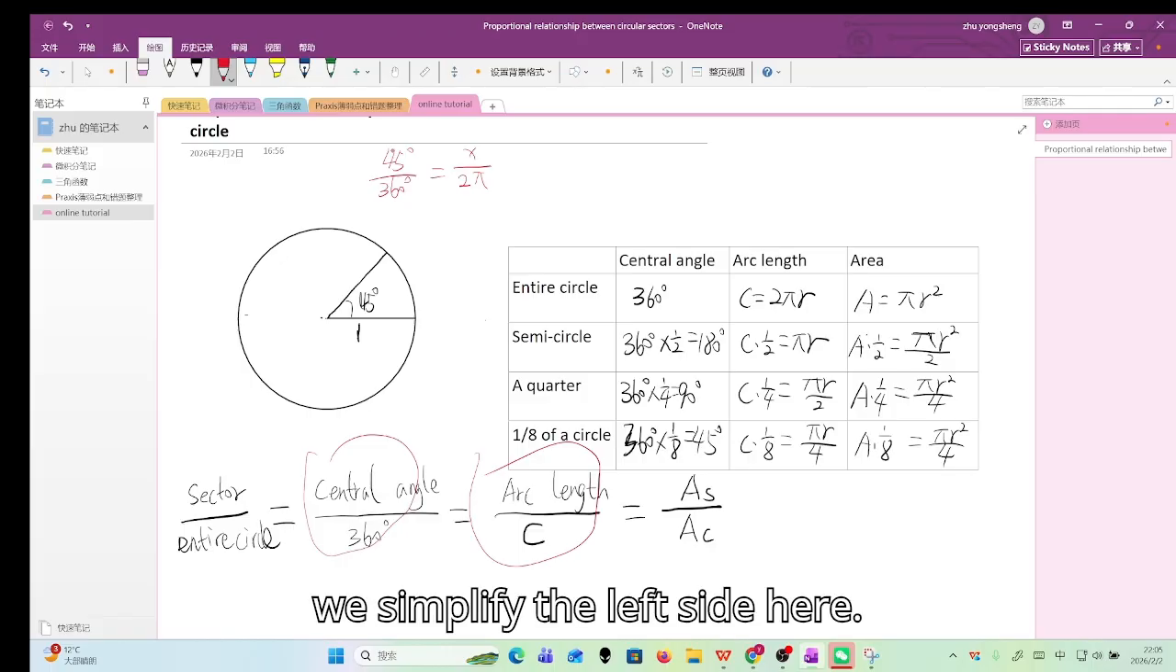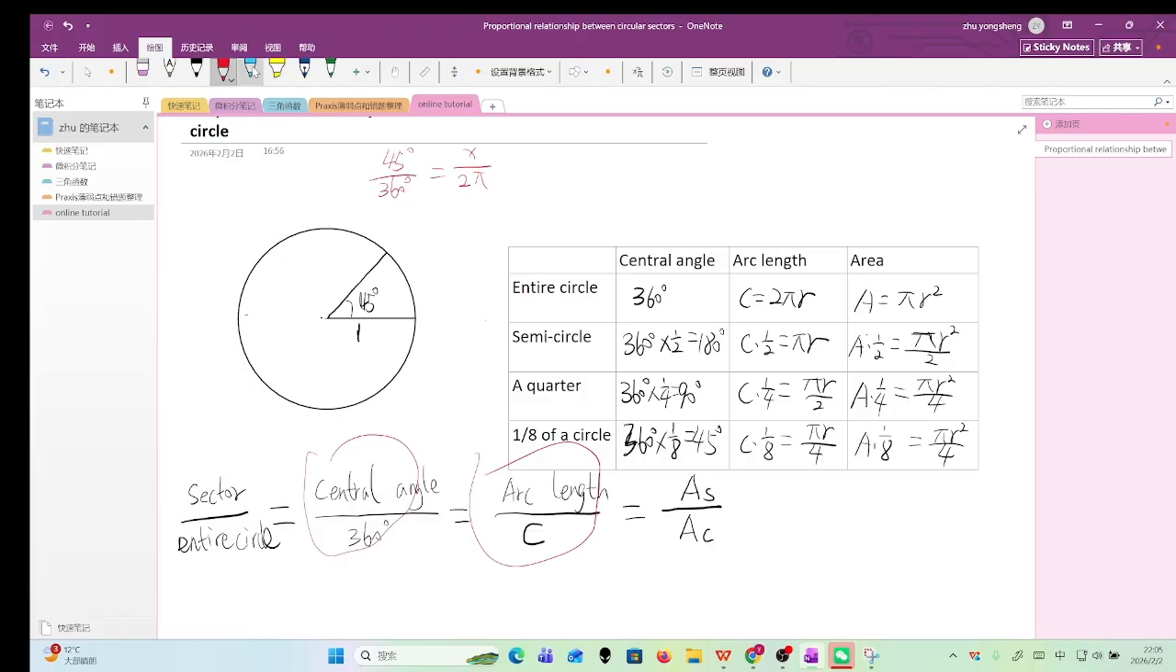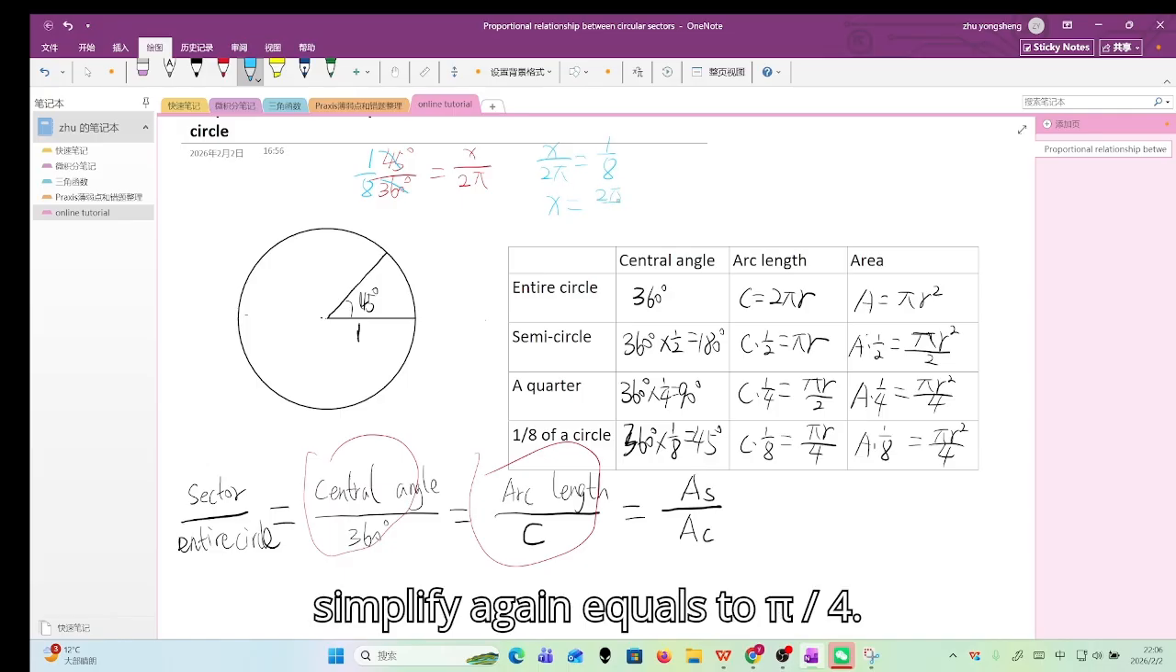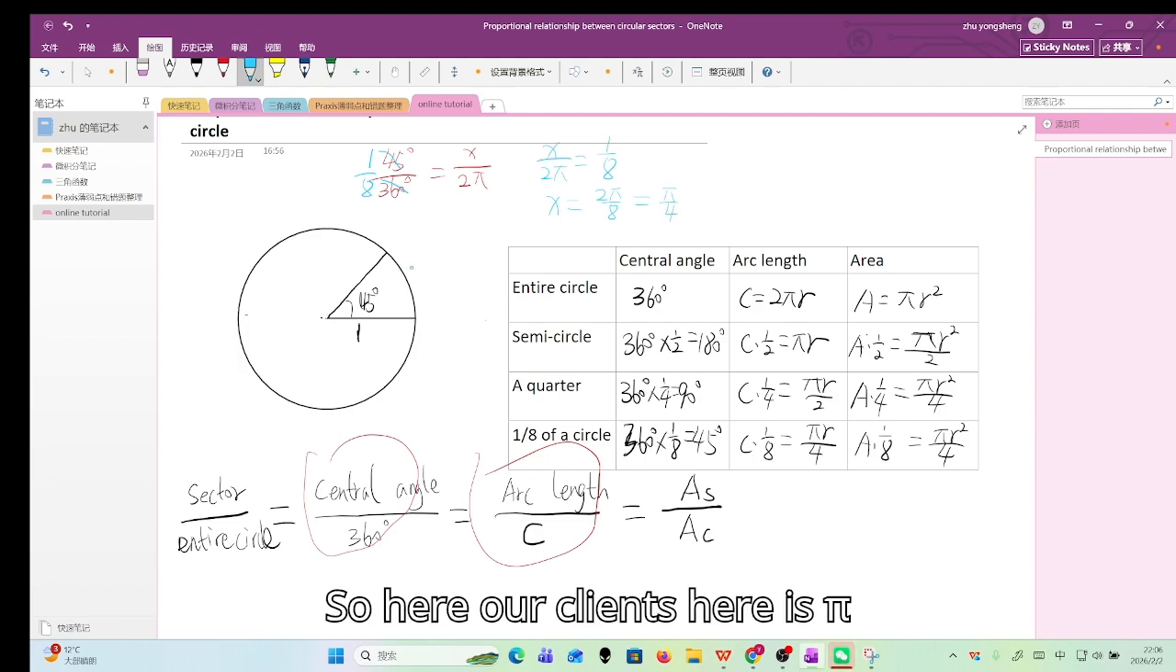All right. Okay, we simplify the left side here. Left side is 1 over 8. So we write x over 2 pi equals 1 over 8. So x equals, both sides times 2 pi, so it'd be 2 pi over 8, and then simplify again, equals pi over 4. So here the arc length is pi over 4.